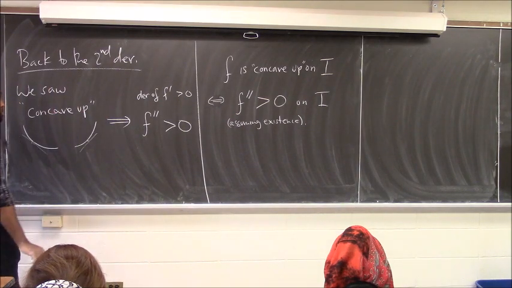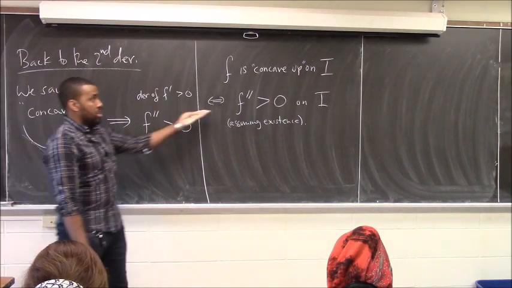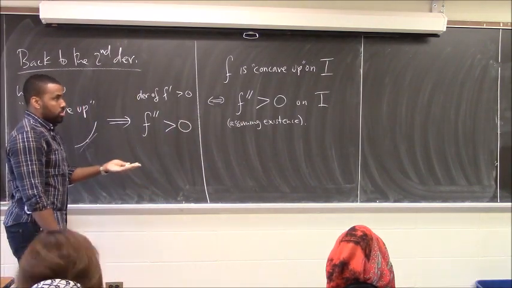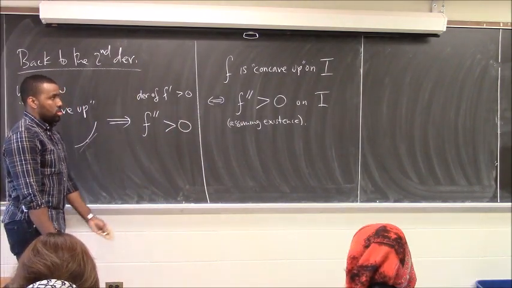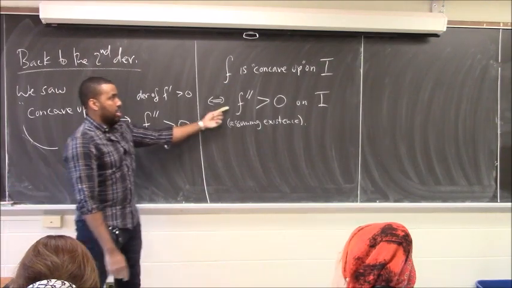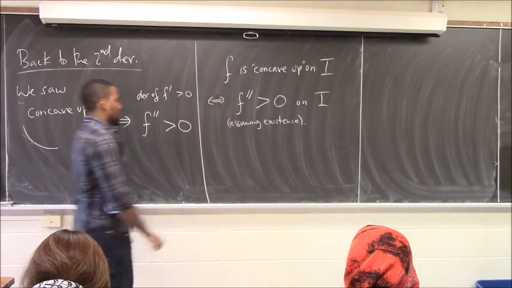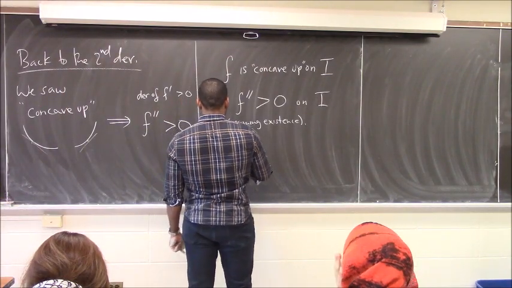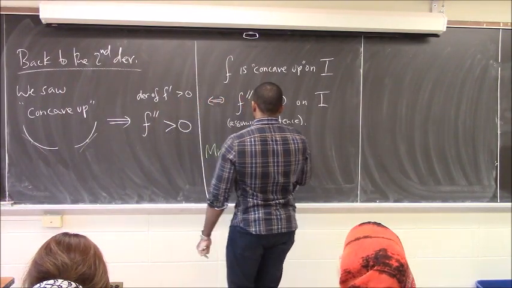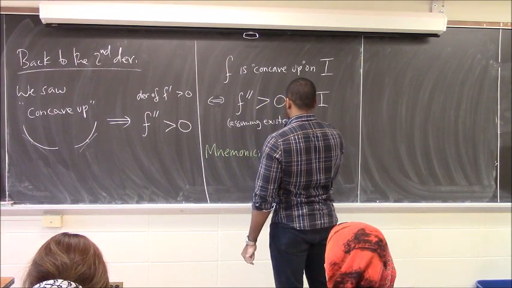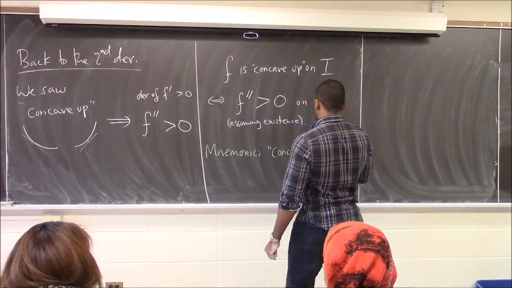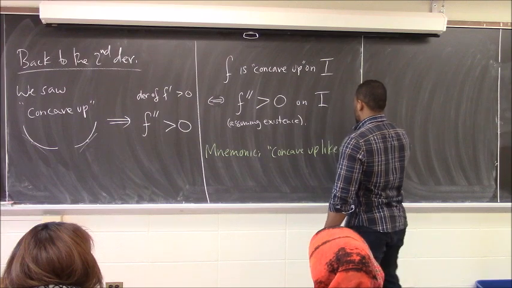And we can determine when a function is concave up by looking at the second derivative. So I find a derivative, and then I find the derivative of that result. If I figure out where that guy is positive, I can determine where a function is concave up. And by the way, there's a mnemonic that goes along with this. It's called concave up like a cup.